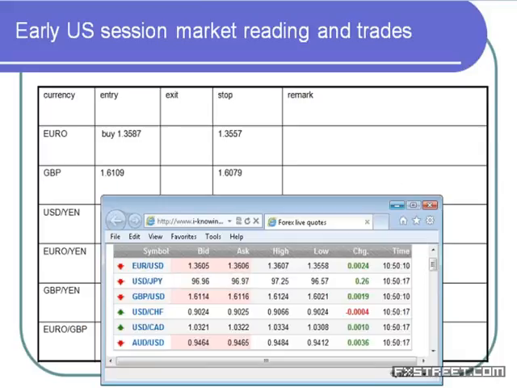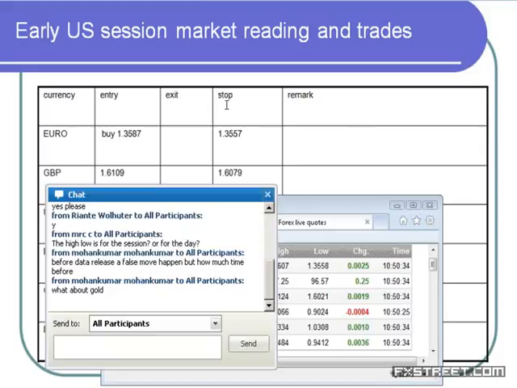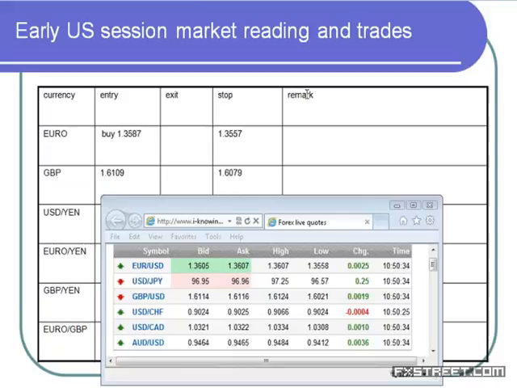Now let me come to the questions which are asked here. MRC has got a question. Is the high-low for the session or for the day? The initial highs and the lows are for the day.